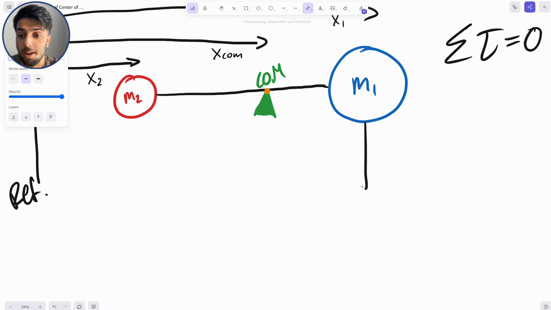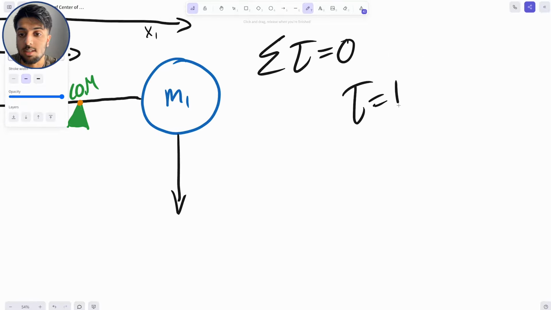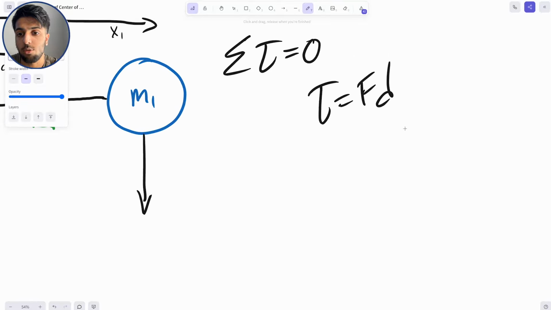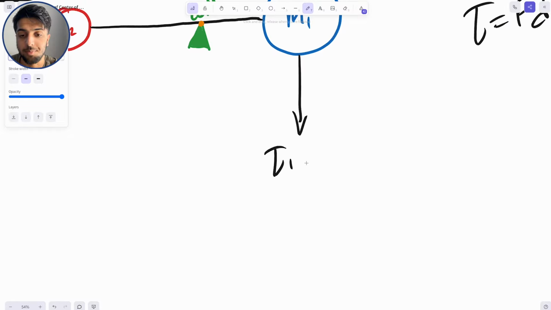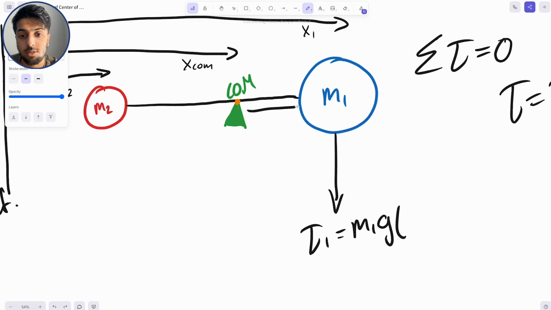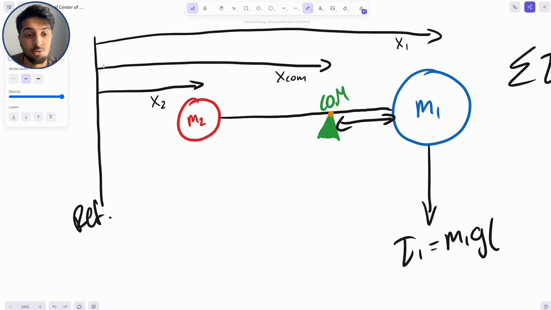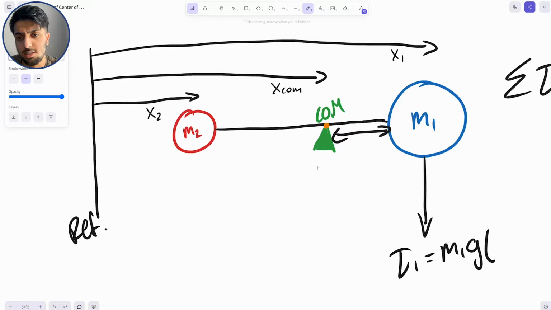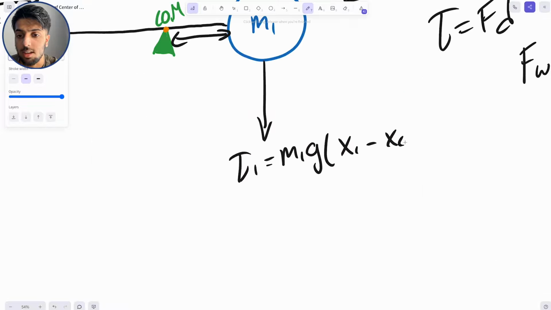So the torque produced by M1, as we know that torque is equal to Fd, where our force is just our weight force, which is mg. So our torque of M1 is going to equal M1 g times our distance, d, which is going to be the distance from the pivot. So it's this distance right here. To derive that distance using our reference point and our given distances, we can say that this distance is equal to x1 minus x center of mass. If we take x1 and subtract x center of mass, we get this value here, which is the one that we want.